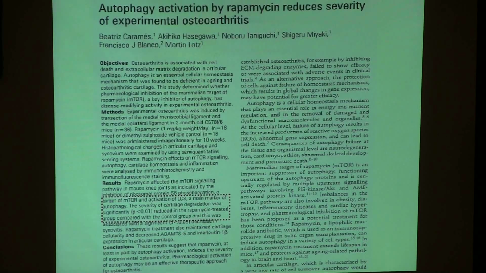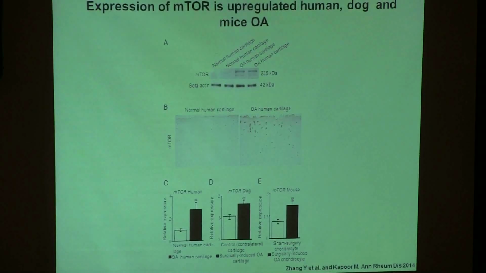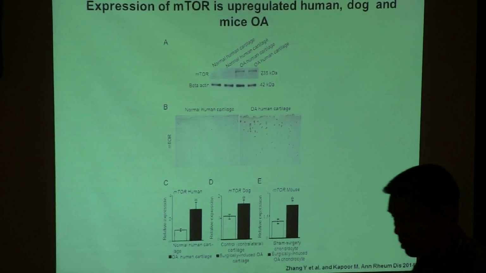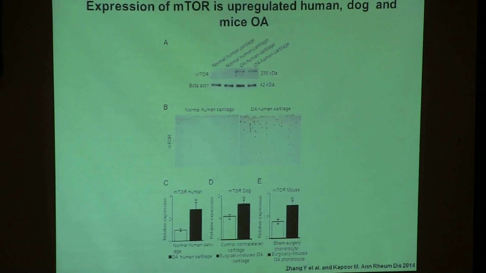So, taking it onwards from these studies, we were looking at how mTOR is regulated during osteoarthritis. What we saw is that in human OA cartilage, you have an increased expression of mTOR compared to normal human cartilage. Similarly, if you look at OA human cartilage by immunohistochemistry, there is a higher expression of mTOR. And that is not present only in human OA cartilage; if you look at dog and mouse experimental OA models, such as the ACL injury model as well as the destabilization of medial meniscus model, mTOR is consistently upregulated in all three species in osteoarthritic condition.